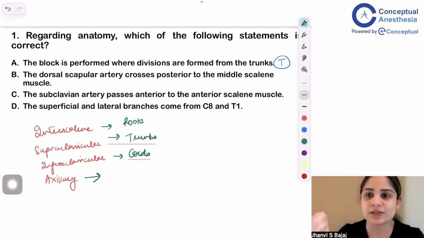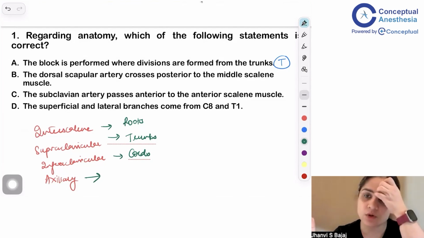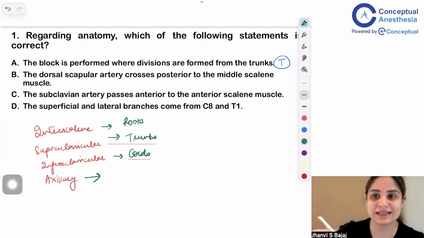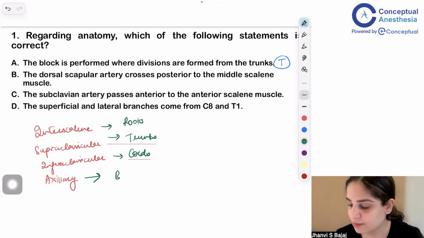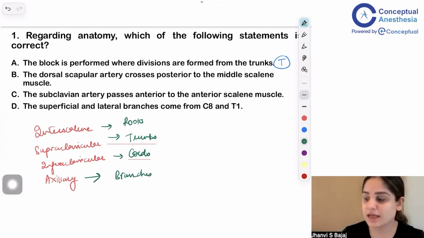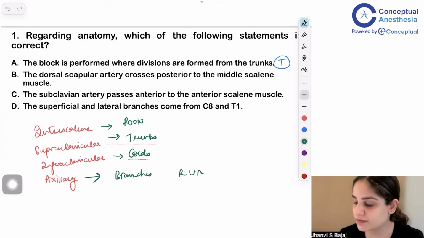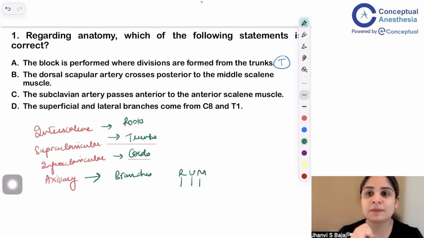And in the axilla, the branches of the brachial plexus are given out. Okay, so which are the branches of the brachial plexus? All three cords, the lateral, medial and posterior, have their own branches. So you have your axillary branch, radial branch, musculocutaneous branch. So all of these are there. In the axillary approach to brachial plexus block, we block these branches. Specifically, we block the musculocutaneous nerve and the RUM nerves, that is the radial, ulnar and the median nerve.